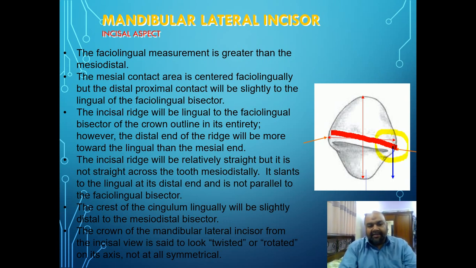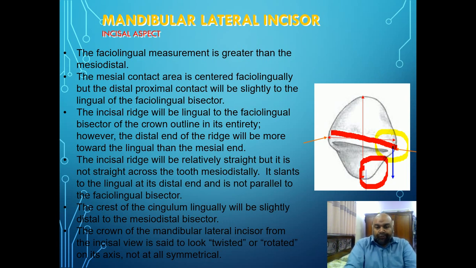This yellow circle shows the distolingual twist. Another important feature is that the cingulum is offset towards the distal side. It's much more present on the distal side as compared to the mesial side, and these are the identifying and distinction characteristics of mandibular lateral incisors.